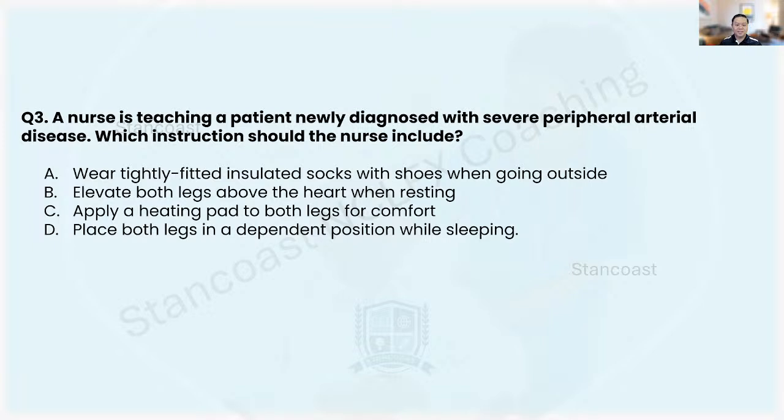Okay, let me reread the question. A nurse is teaching a patient newly diagnosed with severe peripheral arterial disease. Which instruction should the nurse include? Is it A, wear tightly fitted insulated socks with shoes when going outside? Or B, elevate both legs above the heart when resting? Or C, apply a heating pad to both legs for comfort? D, place both legs in a dependent position while sleeping.